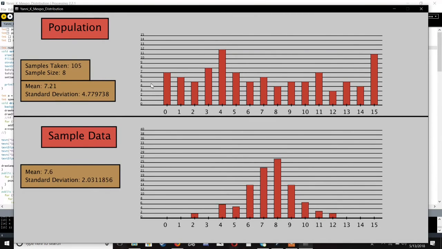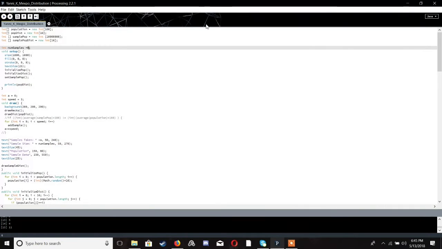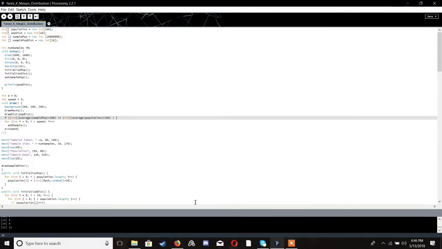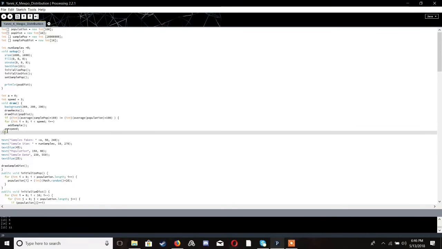As you can see, the sample distribution is becoming more and more normally distributed. Now, I'll make it so the program stops once the mean of the sample distribution and the mean of the population are equal. Here I will run the program with a low sample size and a higher speed so the normal distribution is generated more quickly.